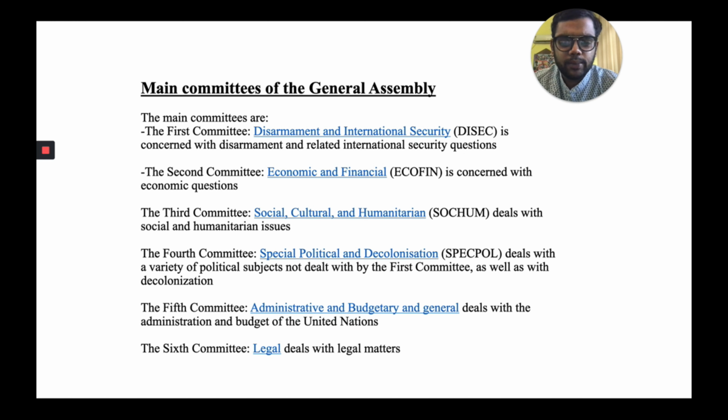And the fifth committee is Administrative, Budgetary and General, which deals with the administration and budget of the United Nations. And the sixth and the last committee is the Legal Committee, which specifically deals with legal matters. Now, you must have heard of the Legal Committee several times. Even the International Law Commission works under the Legal Committee of the United Nations General Assembly.